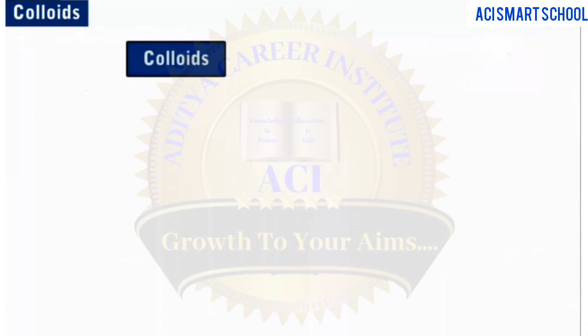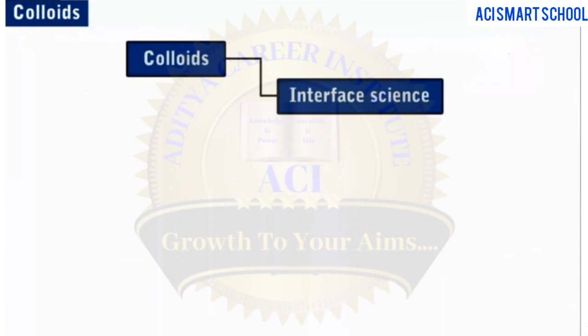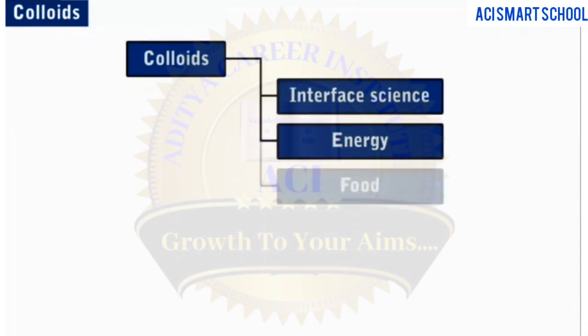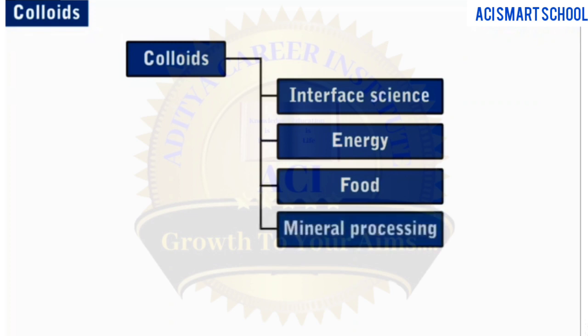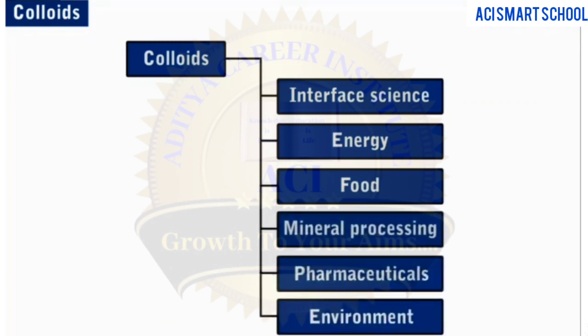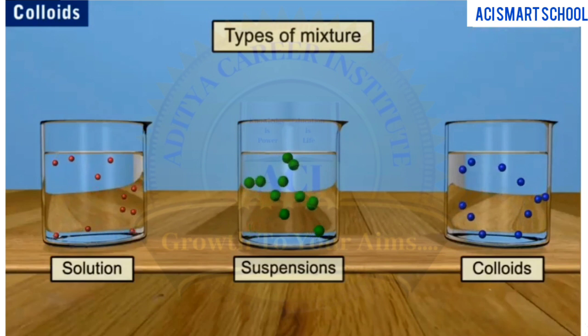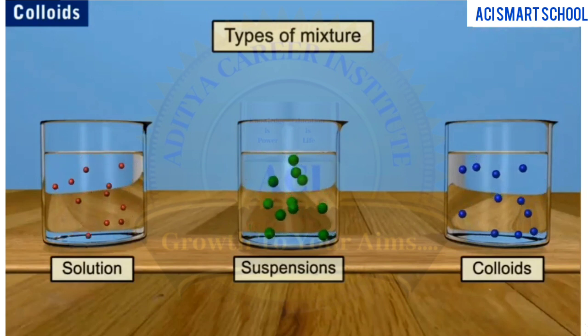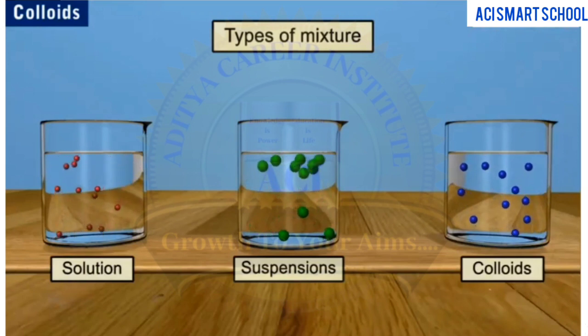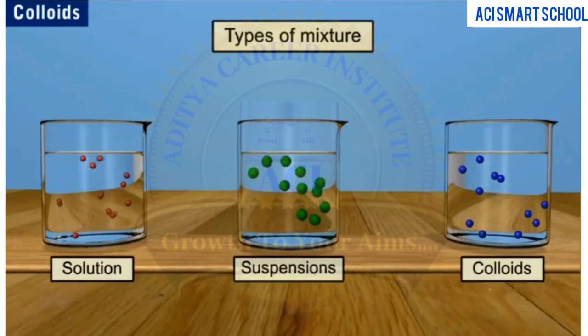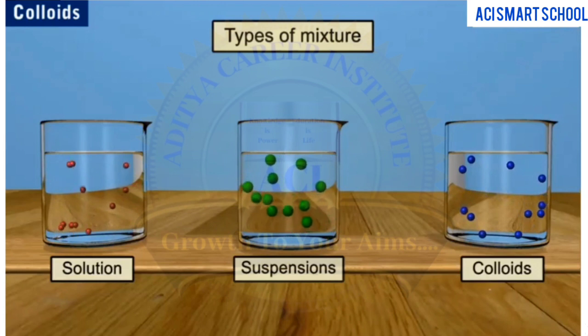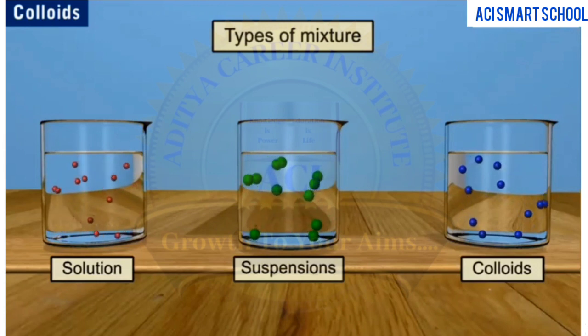Colloids play an important role in interface science and in the fields of energy, food, mineral processing, pharmaceuticals, and environment. Colloids are one of the three major types of mixtures, the other two being solutions and suspensions. The three types of mixtures are distinguished by the size of the constituent particles.